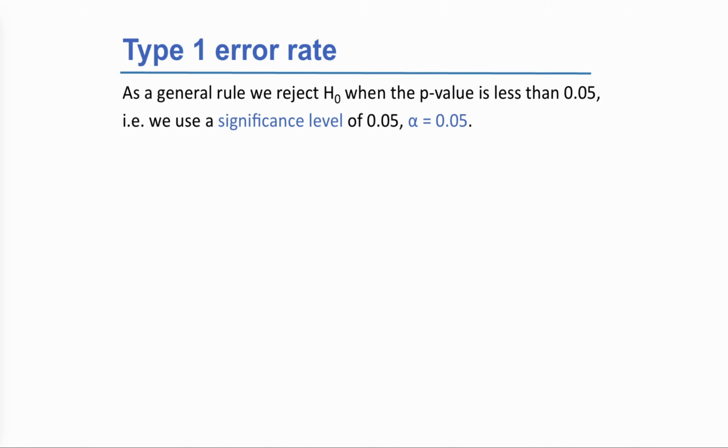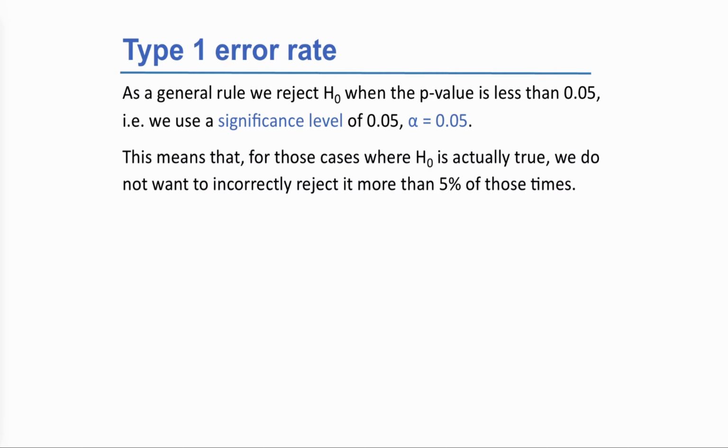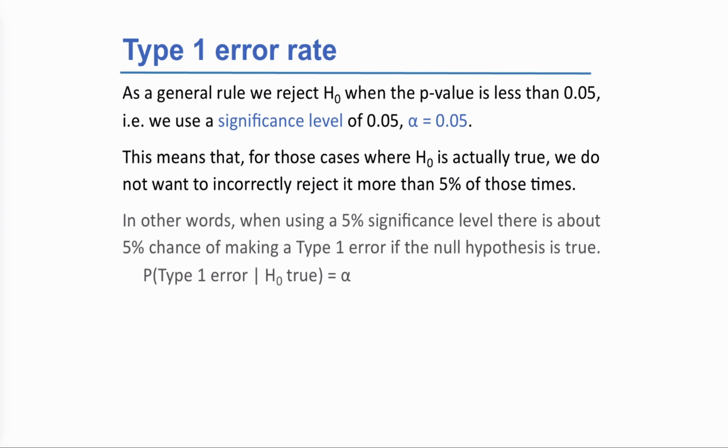As a general rule, we reject the null when the p-value is less than alpha, the significance level. So, for the cases when the null is actually true, we do not want to incorrectly reject it more than 5% of the time for an alpha of 0.05. So, a 5% significance level means that there's a 5% chance of making a type 1 error if the null hypothesis is true. So, probability of making a type 1 error, given that the null is true, is alpha.